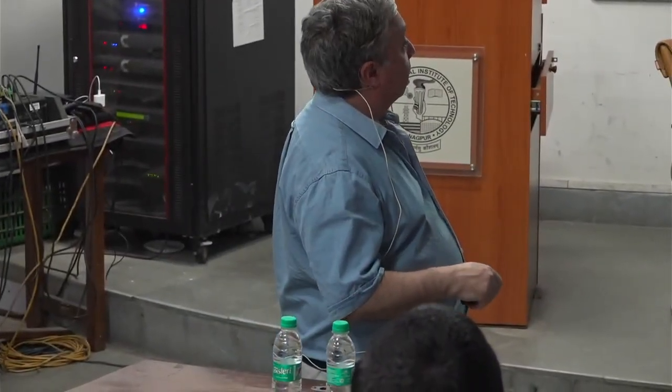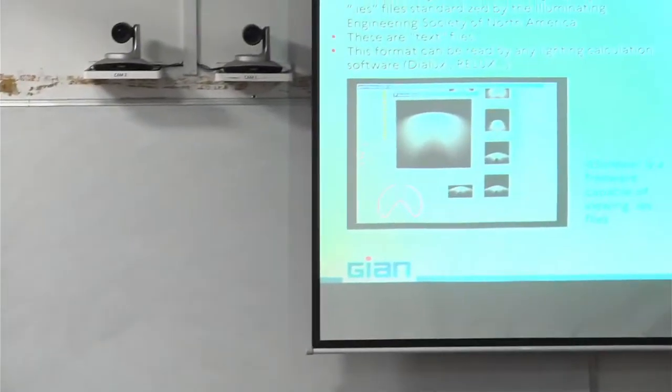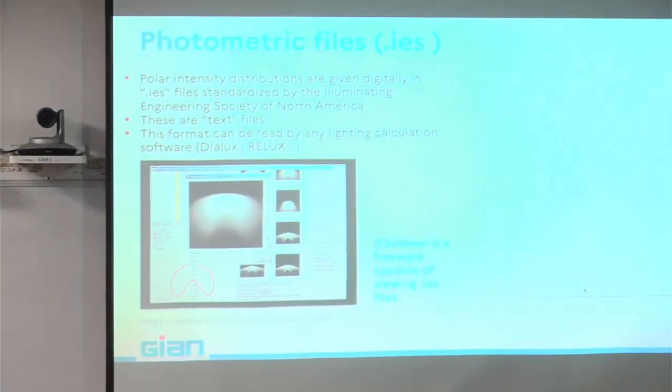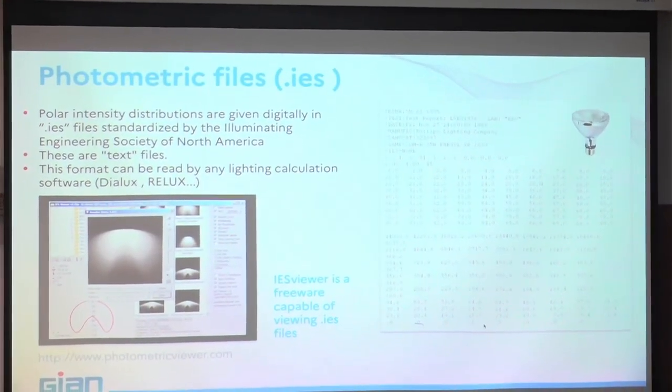These kinds of files are provided by the manufacturers of the luminaire, and you have some freeware software, this one for example, that can read the .ies file and show you what the beam is. And even if they have 3D information inside, you can see that in 3D.